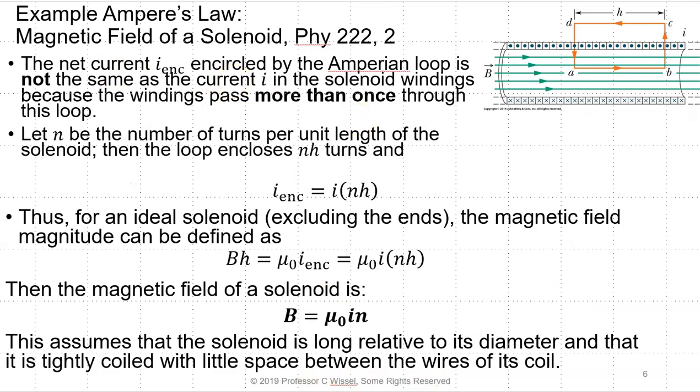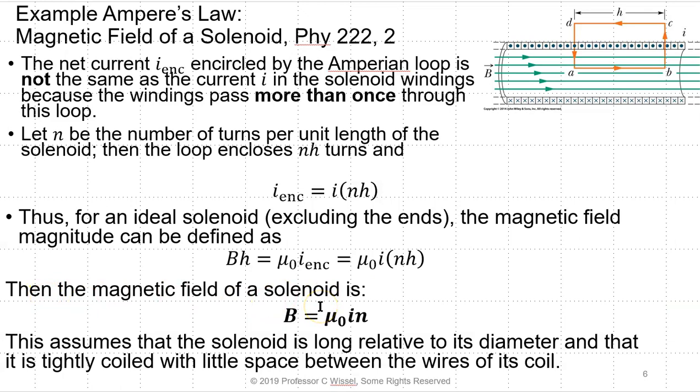The net current I enclosed, encircled by the Amperian loop, is not the same as the current through the solenoid's windings, because you see that there are multiple points where the current passes through the loop. We're going to let n be the number of turns per unit length of the solenoid, and then the loop will enclose n times h turns. So I enclosed is just I n h. Thus, for an ideal solenoid, the magnetic field magnitude can be defined as Bh equals mu naught I enclosed, which equals mu naught I times n times h.